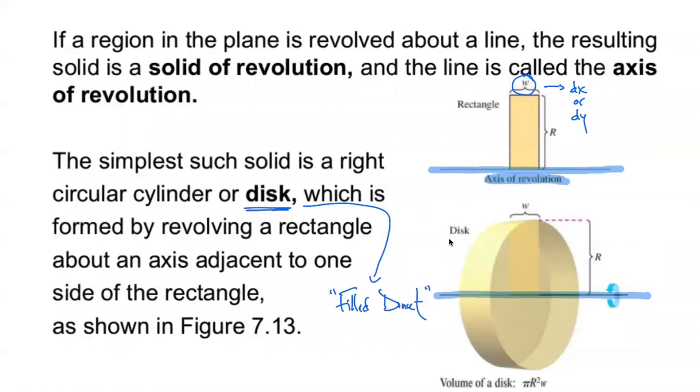But before we go too much further, maybe let's imagine for ourselves, what if I had this axis of revolution and I had a tiny rectangle up there. And I took this rectangle and I revolved it around the axis of revolution. Would I end up with a filled donut or a regular donut?